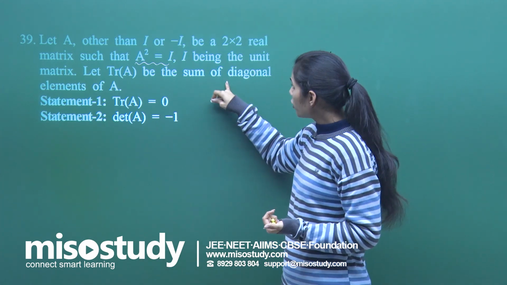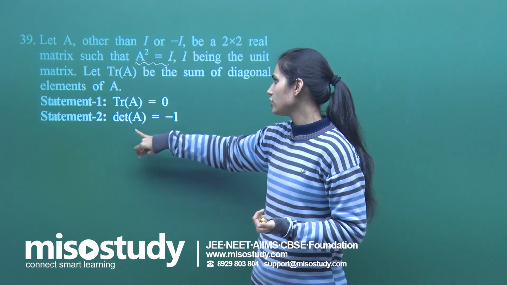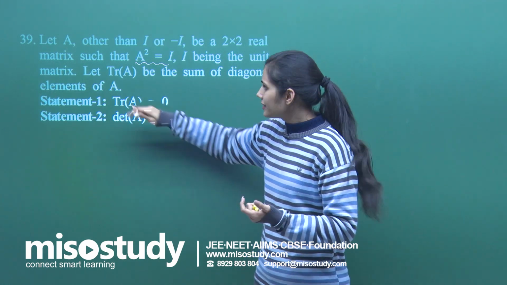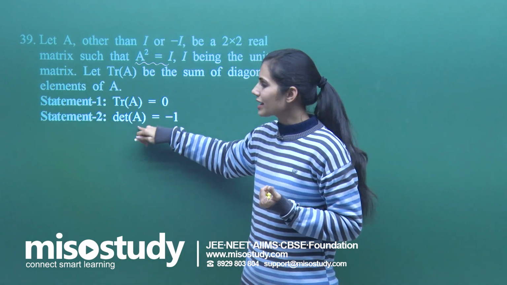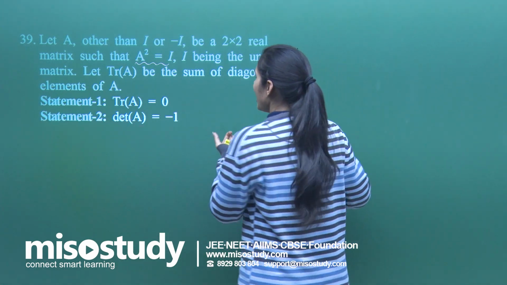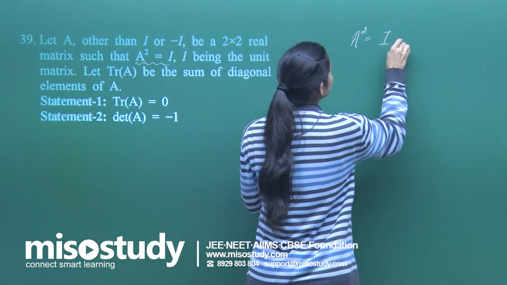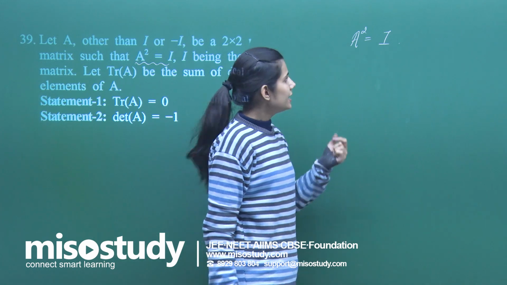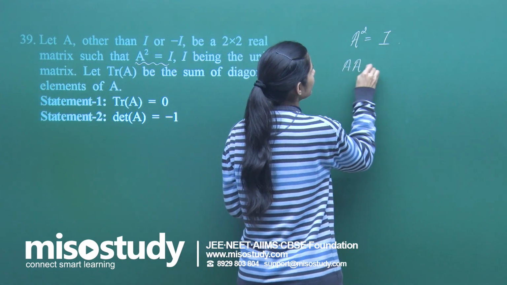The sum of the entries sitting in the main diagonal of A. Then the trace of A is 0 and the determinant of A is -1. These are two statements representing two different claims, so I have to actually verify both the claims. I am given A square is equal to identity. Now what can I say after this? This means A into A is I.